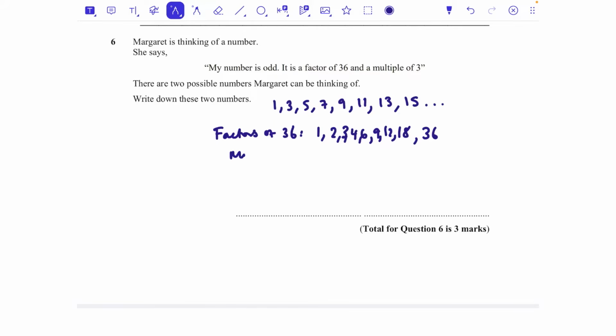And then multiples of 3 needs to be a number in the 3 times table. So we've got 3, 6, 9, 12, 15, 18 and so on. Now it has to be odd, it has to be a factor of 36, it has to be a multiple of 3. So it has to be in all 3 of those lists. I can see that 3 is in all of those lists. I can see 9 is in all of those lists. They're all odd numbers and factors of 36 and multiples of 3. Is there any more? There might be others, but do you know what? Either of those is going to be absolutely fine. So I'm going to say, there are 2 possible numbers Margaret could be thinking of. Read the question, Hannah. There are 2 possible numbers Margaret could be thinking of. Write down these 2 numbers. There we go. So 3 or 9.